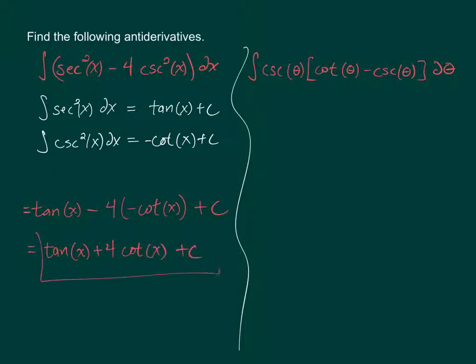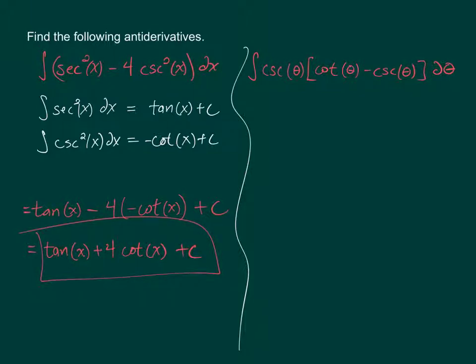And if you'd like to check your answer, you can always go back and take the derivative of this answer. And just remember that c is a constant, so the derivative of this last term will just go to 0. And the derivative of tangent is secant squared, and the derivative of cotangent is negative cosecant squared. So this looks like it checks out.